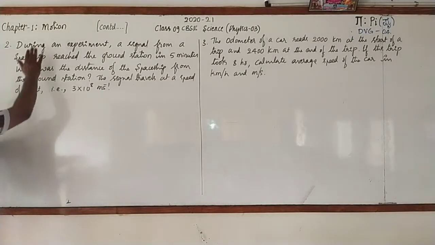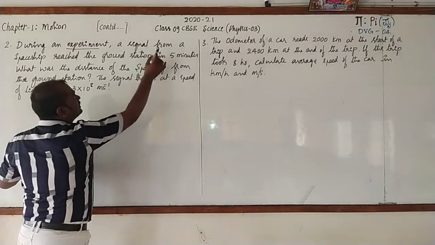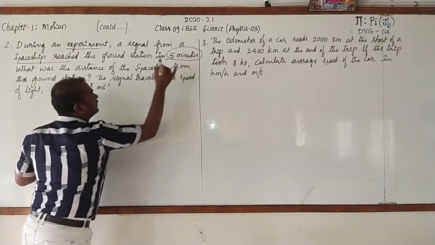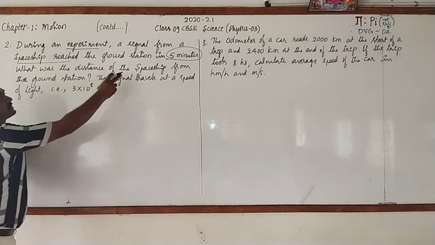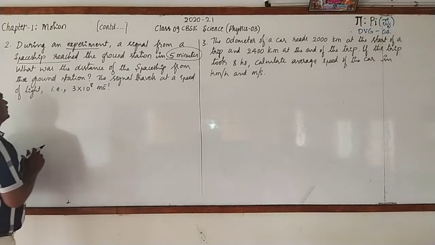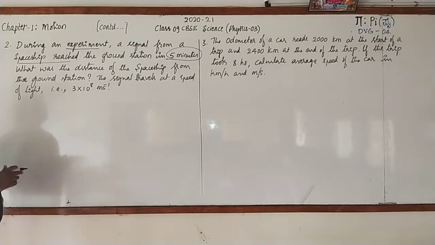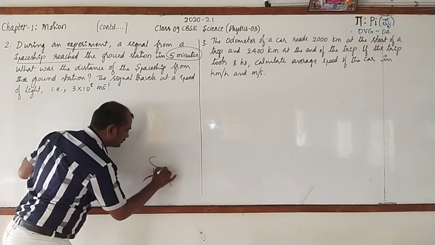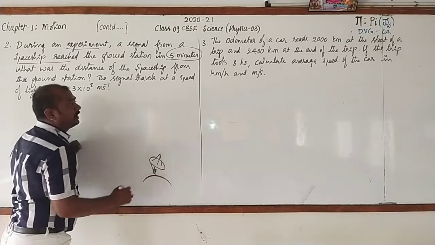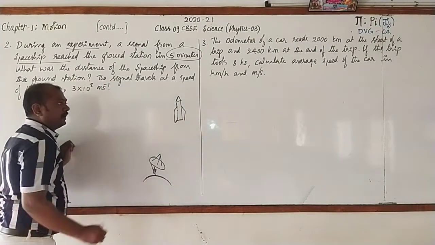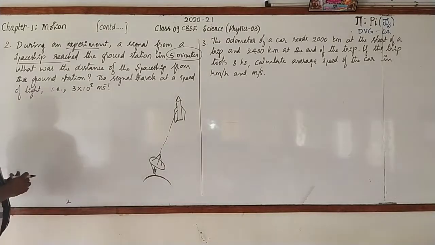Go through this. During an experiment, a signal from a spaceship reached the ground station in 5 minutes. What was the distance of the spaceship from the ground station? The signal travels at the speed of light, that is 3 into 10 raised to the power 8 meter per second. Assume that this is the ground station and here is the spaceship. And this is sending a signal.